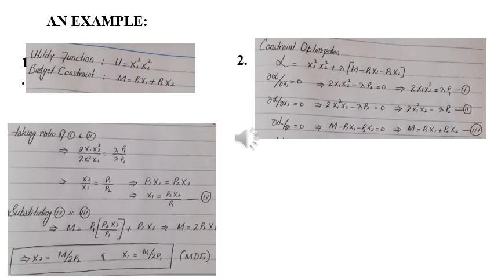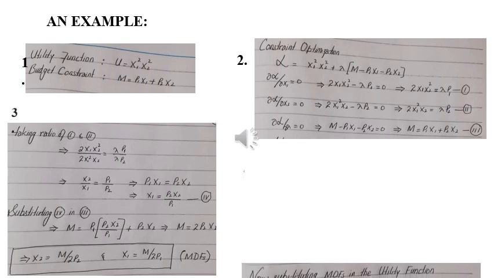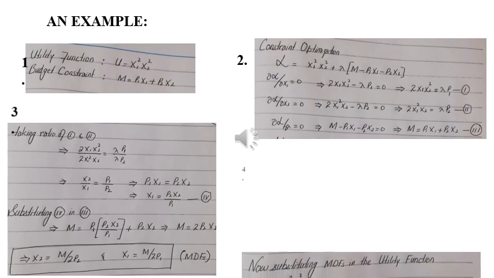The working of Marshallian demand functions is shown in part 3 of this slide. You can see that first we took the ratio of equation 1 and 2. From there, we got x1 as a function of x2, which is equation 4. We substituted 4 in 3 to get x2, and then x2 was substituted back in equation number 4 to get x1. So finally we got x1 equal to m over 2p1 and x2 equal to m over 2p2. So these are the Marshallian demand functions.